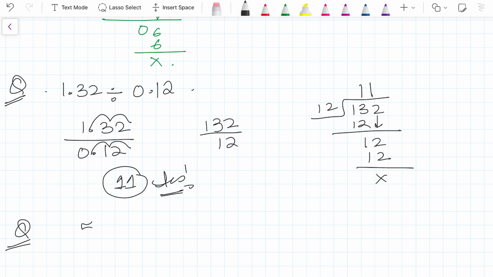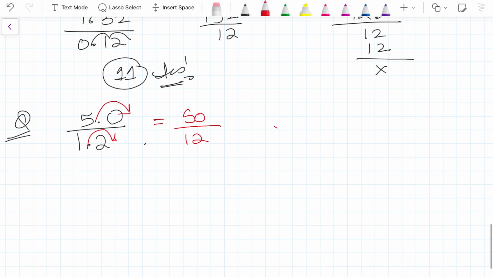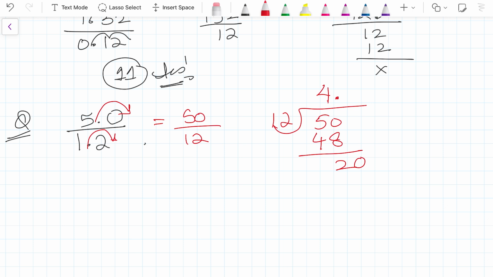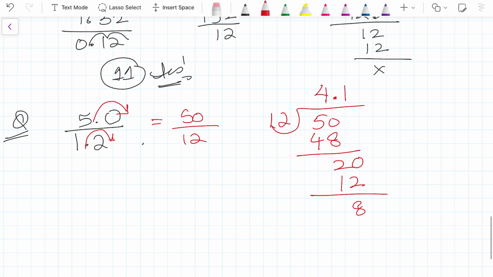Now, 5 divided by 1.2. There is no decimal in there, but I can write 5 as a 5.0. Let's move the decimal forward. Move the decimal forward. 50 upon 12. 12 times 4 is a 48. 2 is my remainder. Write a point. Write a 0. 12 times 1 is a 12. 8 remainder. There's already a point. I can write a 0.